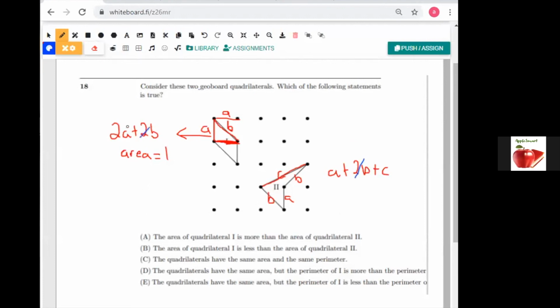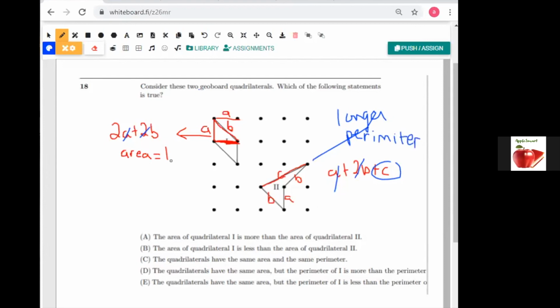And then the 1A is the same, and that A is the same. But the C, would you agree it's longer than another A? So this one has a longer perimeter. Cursive again. Okay, this one has longer perimeter.